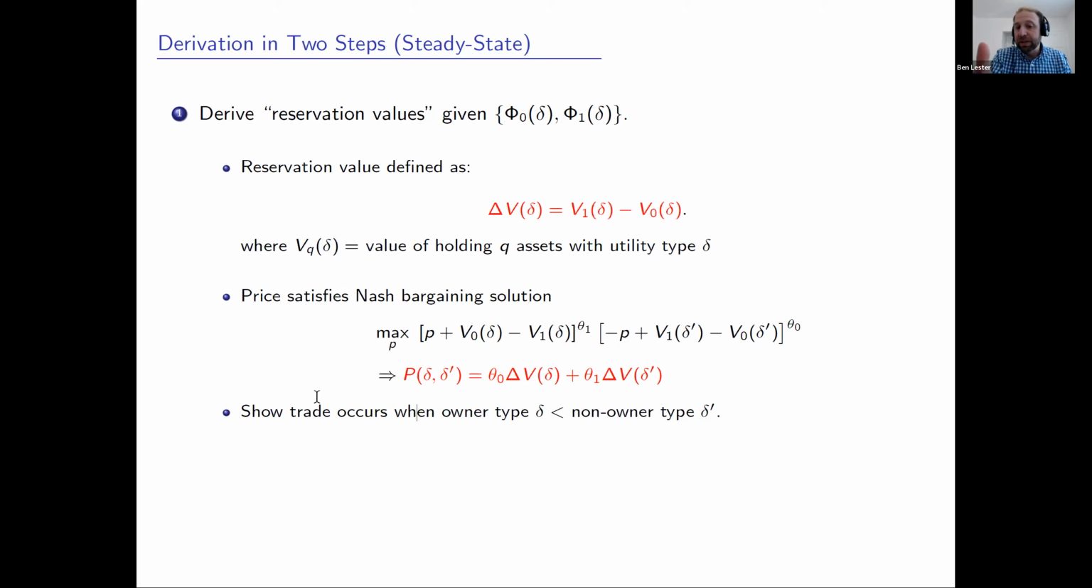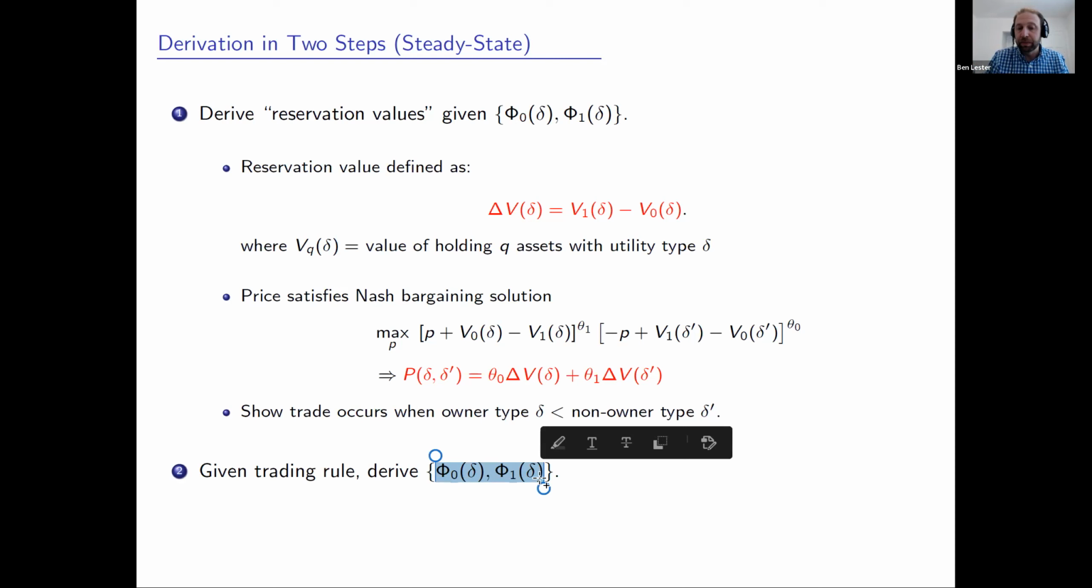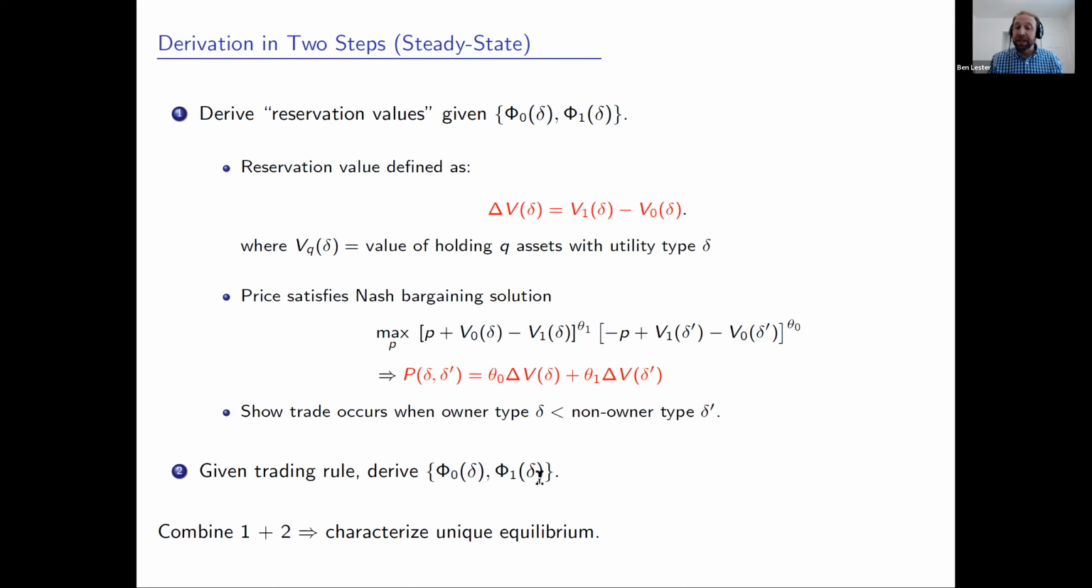So we're going to solve for these reservation values. We're going to prove this essential property. And then given that trading rule, we're going to be able to go ahead and derive these distributions, phi 0 and phi 1. And what's nice is then you put them together and you have the equilibrium, but also since it's not a conjecture and confirm kind of game, you've already established exactly the trading rule. In any equilibrium, uniqueness comes almost for free. Okay, so we'll proceed now. We'll start with step 1, and then we'll do step 2.